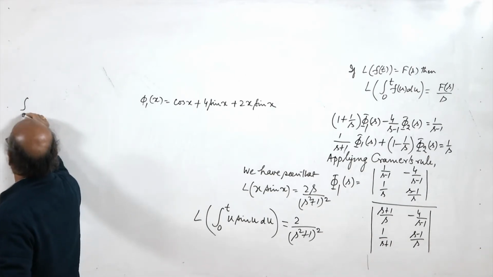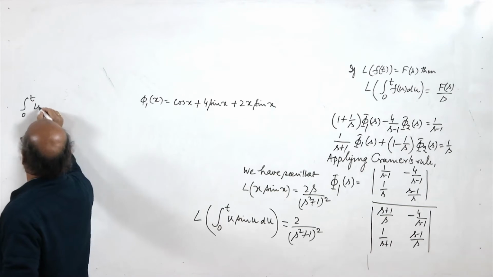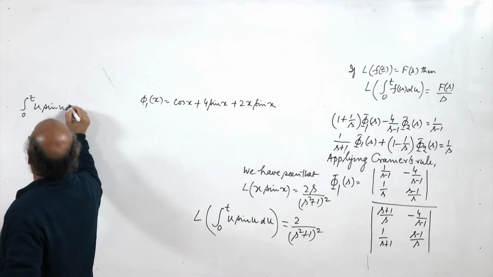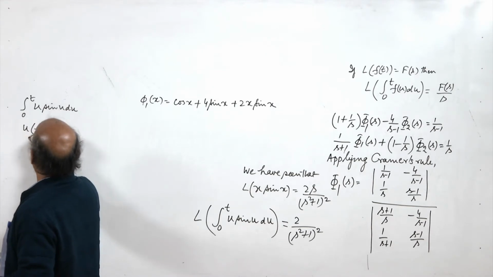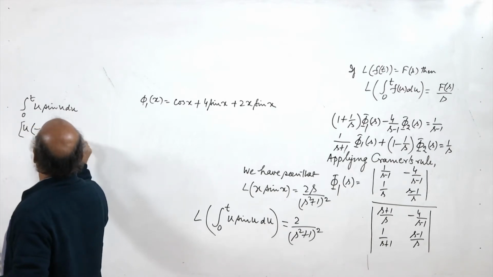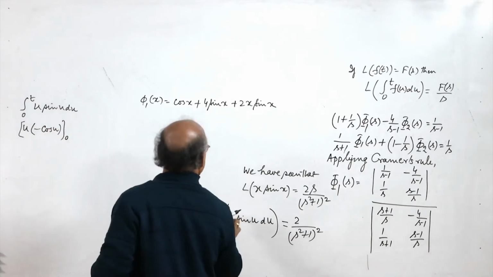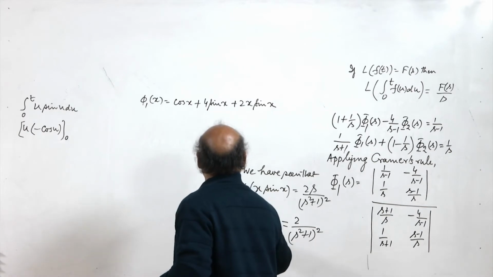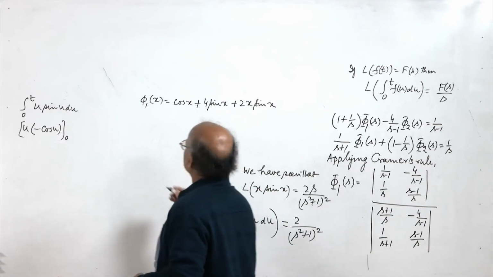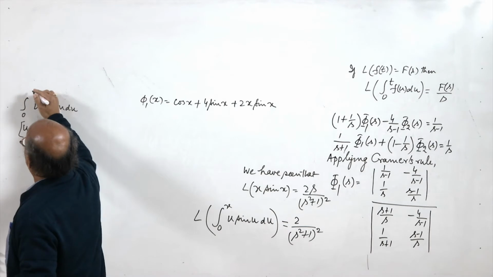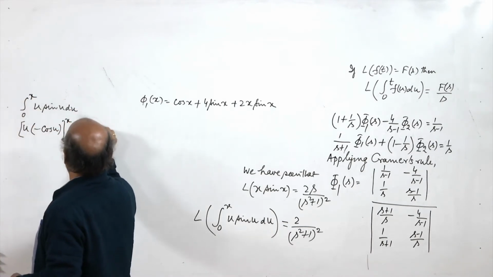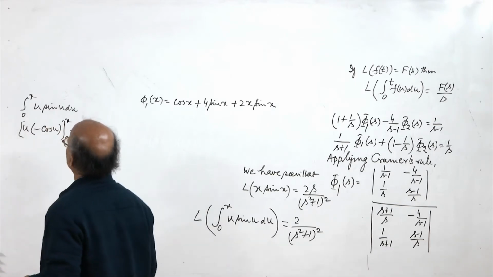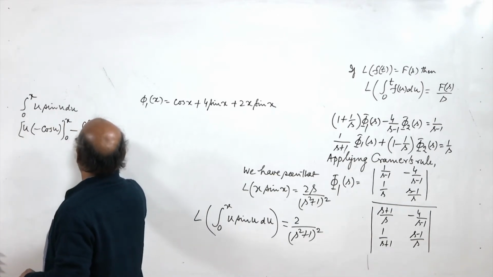Zero to t u sin u du. So u times, integrate by parts, so minus cos u, 0 to... I think we should take the integral here because we are writing in terms of x, so let us write here the limit 0 to x. So 0 to x minus 0 to x, the derivative of u is 1, then we have minus cos u du.